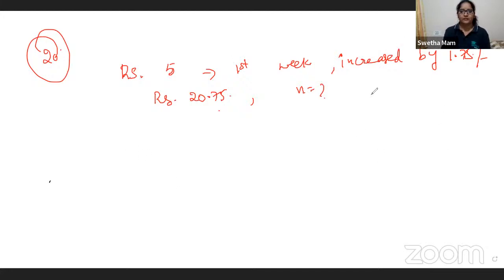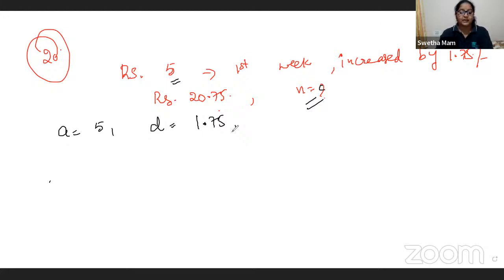After how many weeks will it become 20.75 rupees? So first initially she had 5 rupees. So first term, take first term as 5. And what is D? She is increasing by 1.75, so directly you can take this as D. Understood? So 1.75 is increasing.